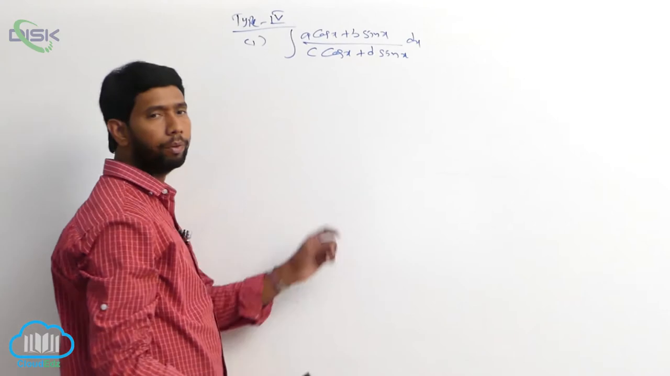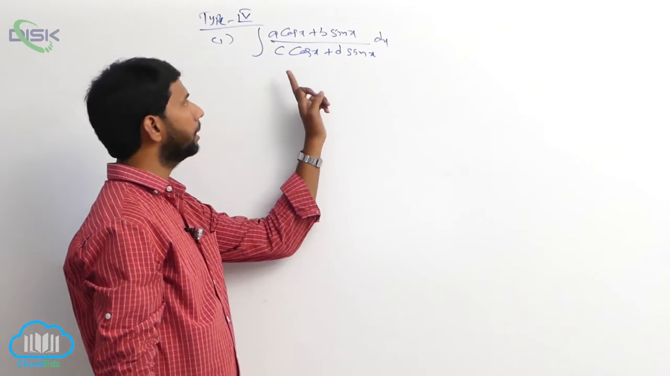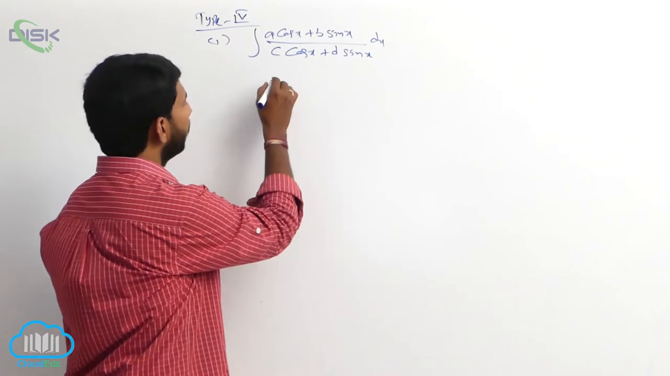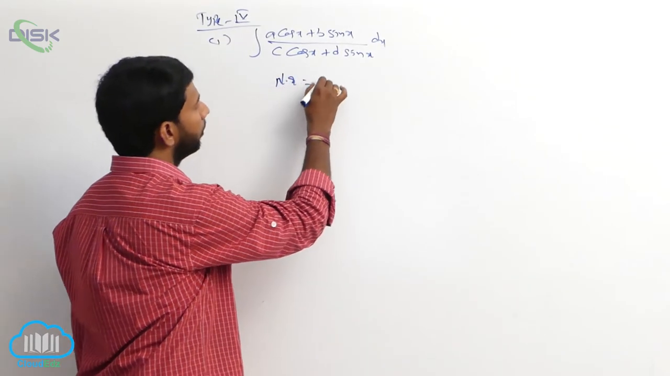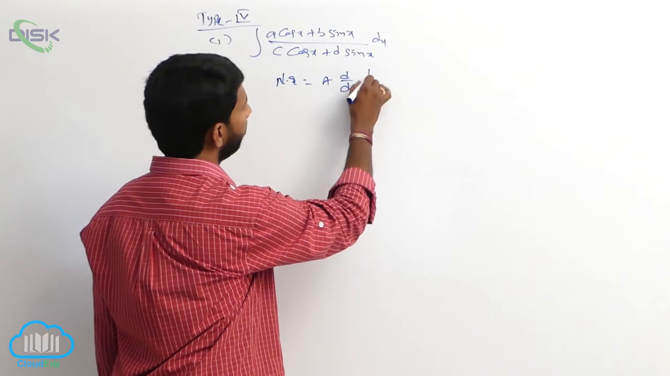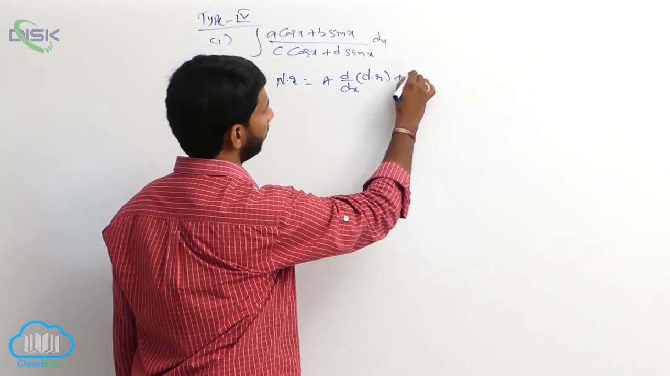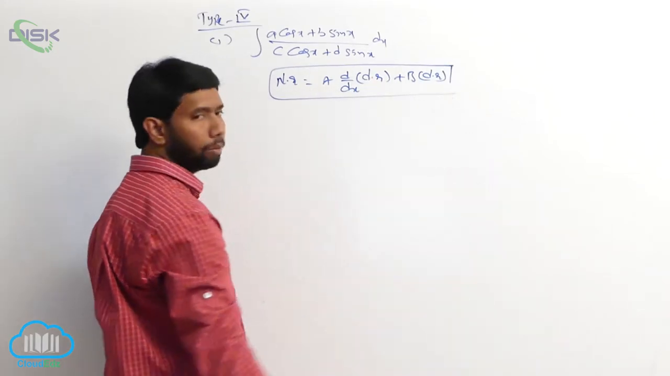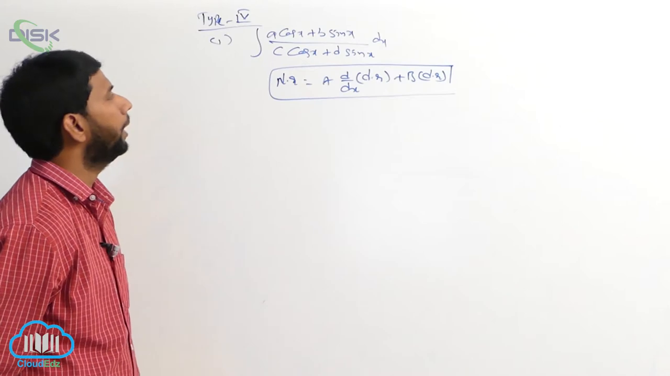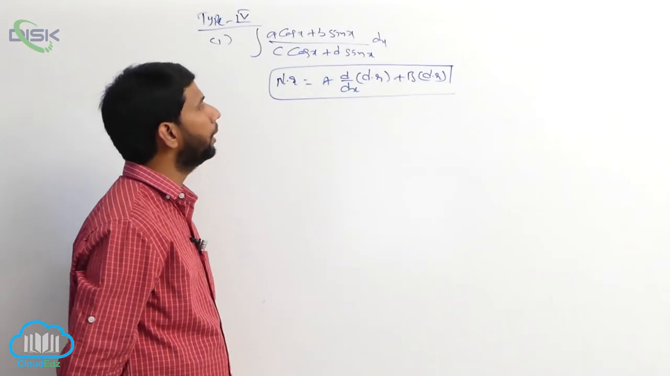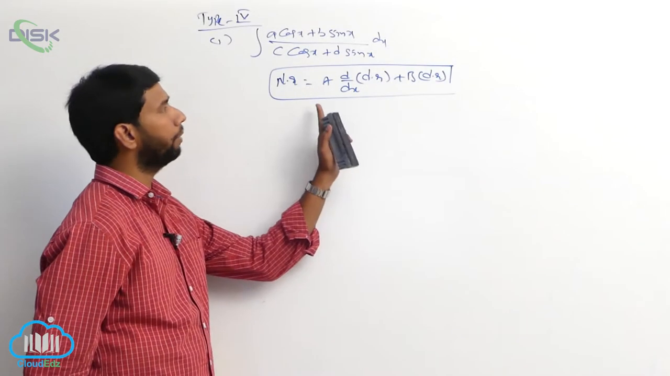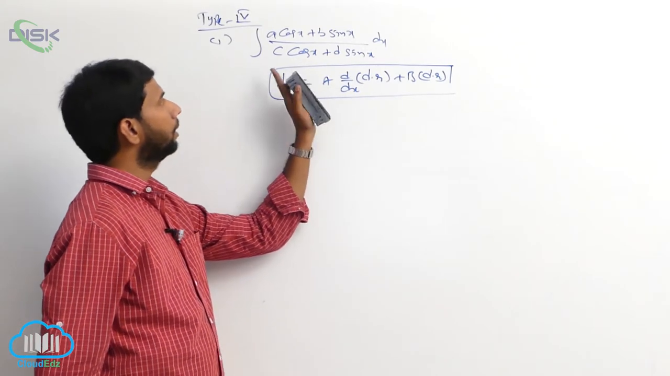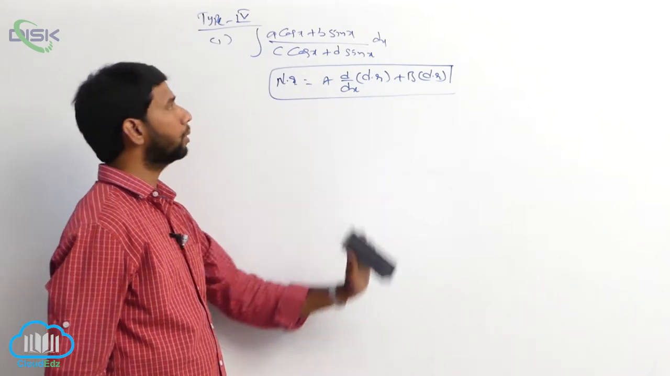Any integral of the form integral of a cos x plus b sin x by c cos x plus d sin x dx can be solved by taking numerator is equal to a into d by dx of denominator plus b into denominator. Find the values of a, b, and dividing with denominator and apply integration, we get a solution.